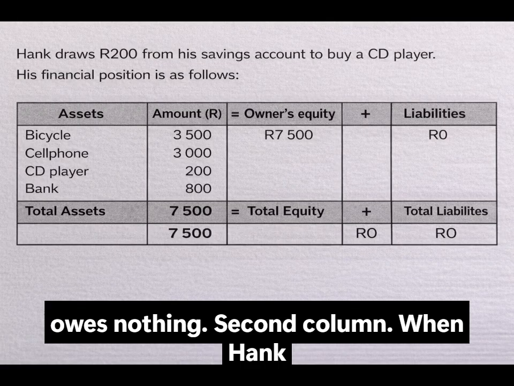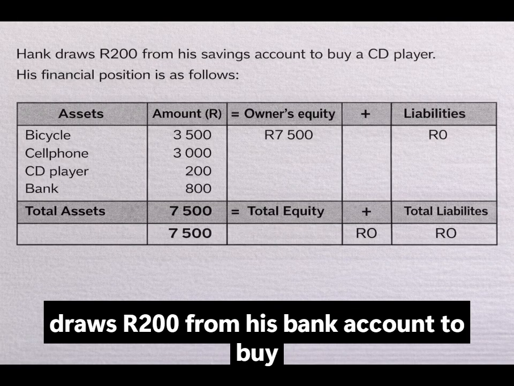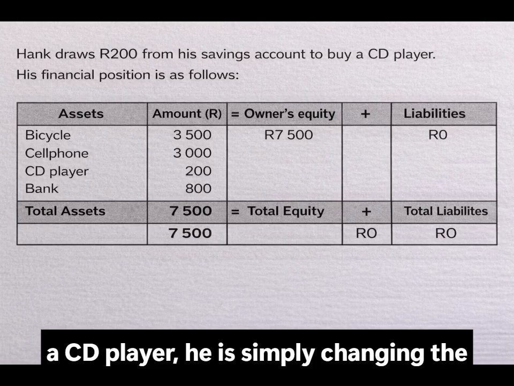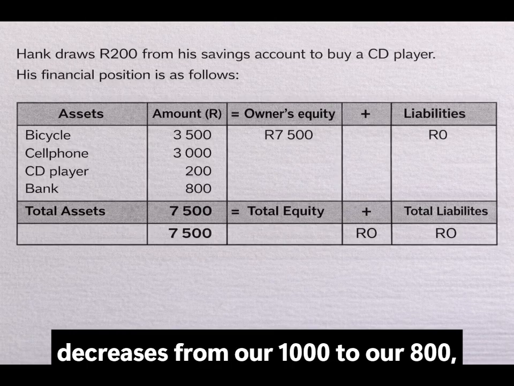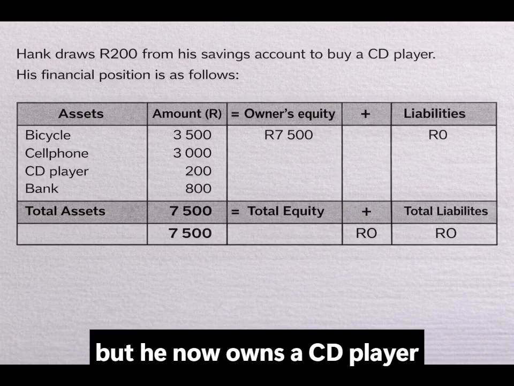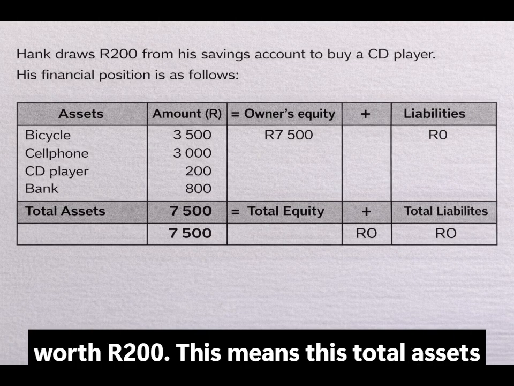Second column. When Hank draws $200 from his bank account to buy a CD player, he is simply changing the form of his assets. His bank balance decreases from $1,000 to $800, but he now owns a CD player worth $200.